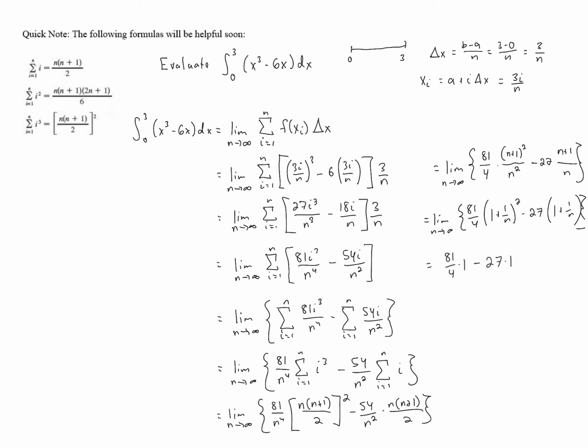And if you go through and get a common denominator and combine those, you end up with negative 27 over 4, which is equal to negative 6.75. And that is the value of our first definite integral.